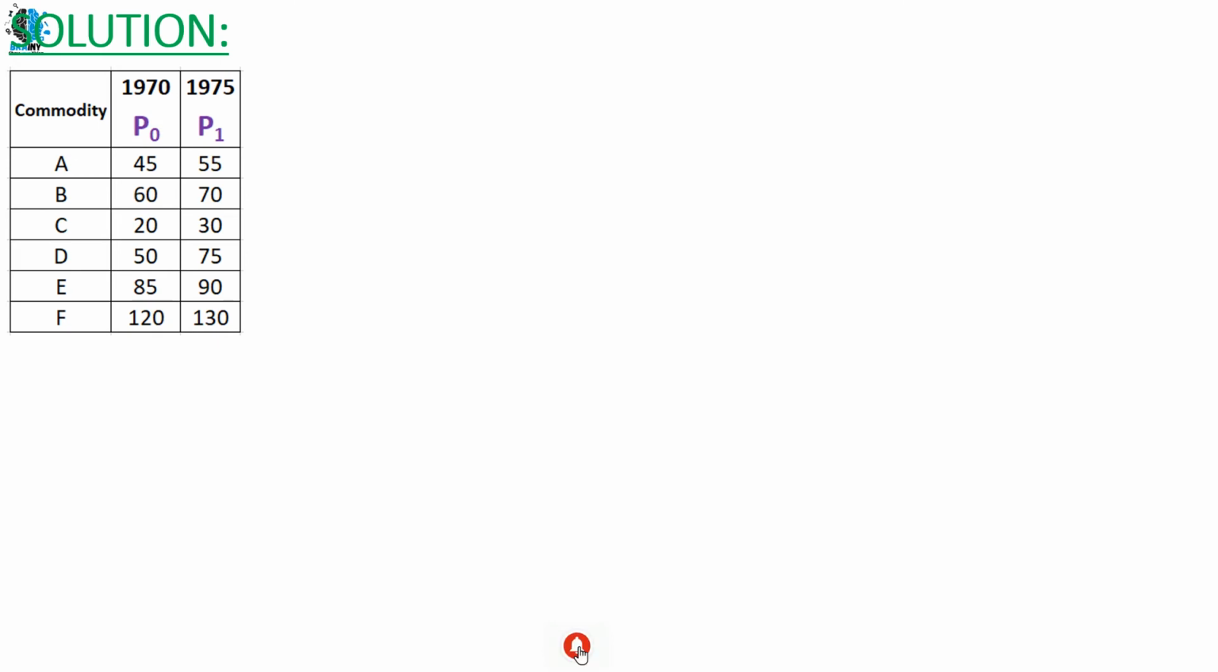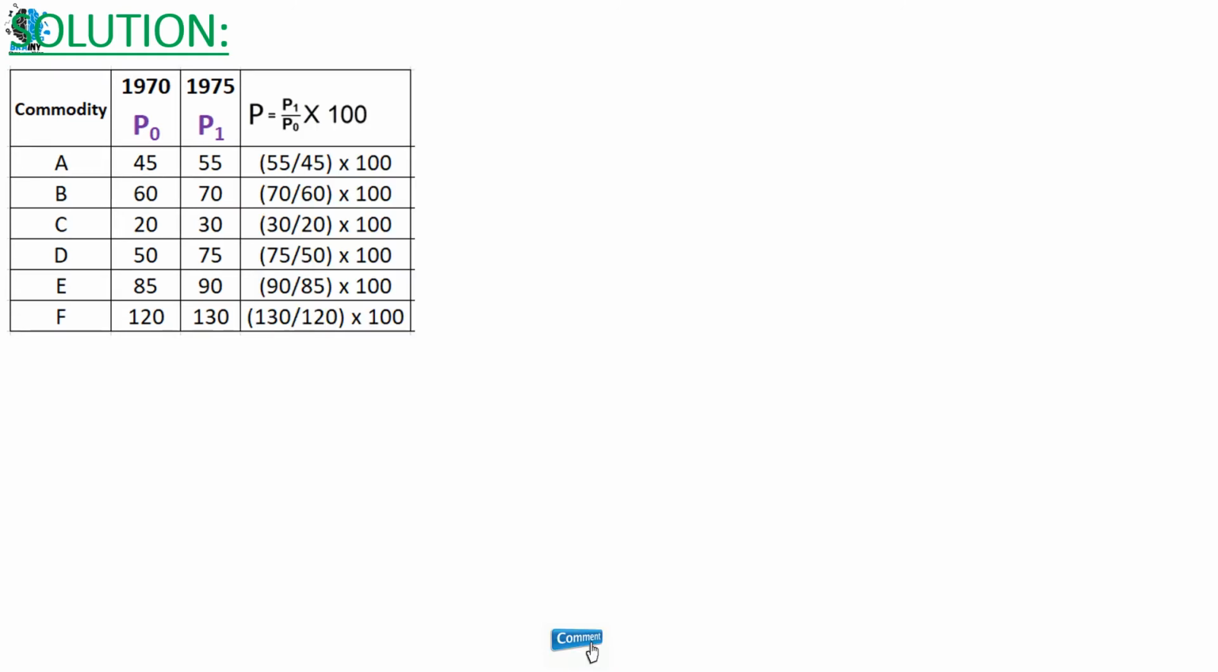In the solution, as you can see, I have taken 1970 as my base year, 1975 as my current year. Now what next do we have to find? We have to find the price relative, either to find the arithmetic mean or geometric mean. In both we have price relative. So the first column of our tabulation will be our price relative.